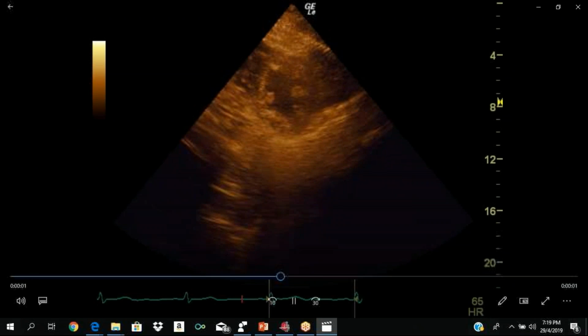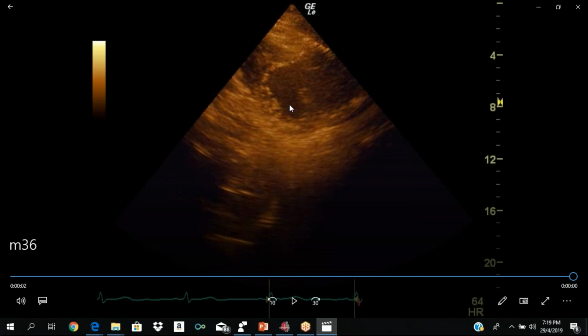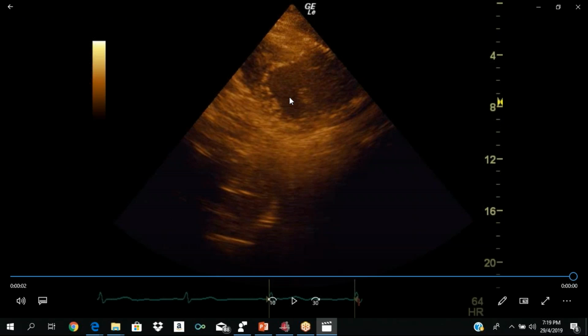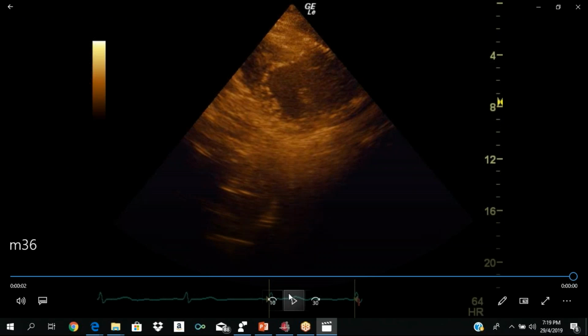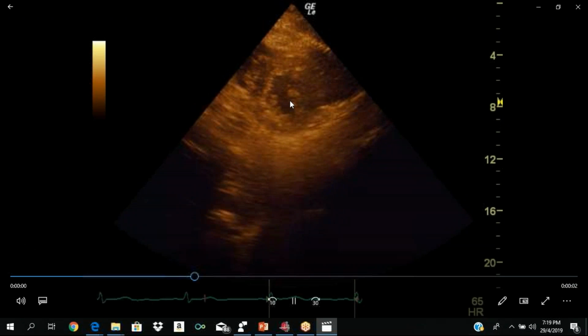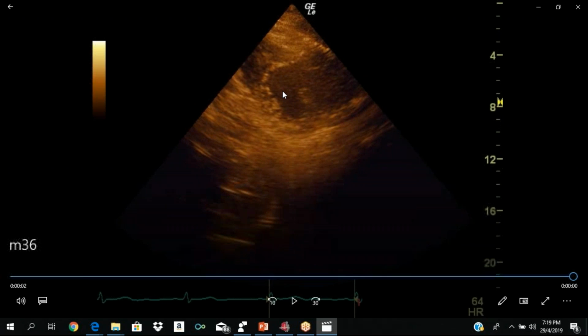Again, when the heart contracts, it comes in. So if you have a little point right there, you can see that when the heart contracts, everything moves towards the point. The muscle thickens during systole.